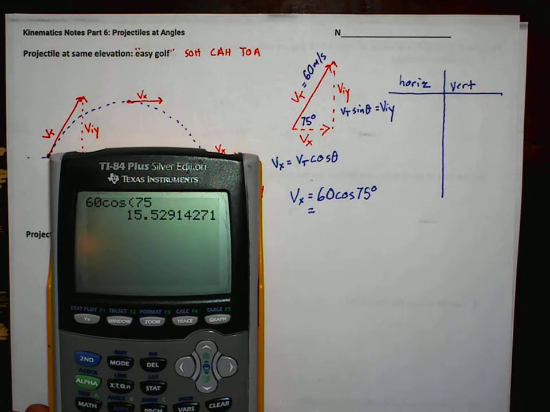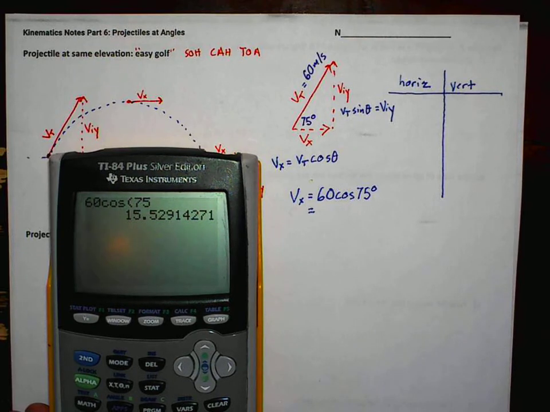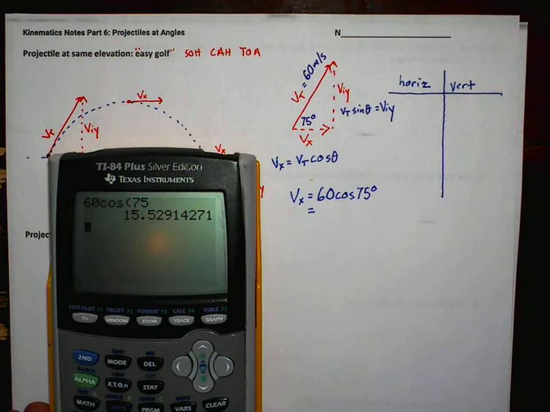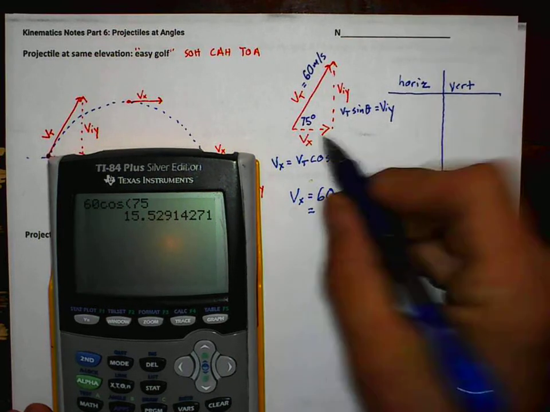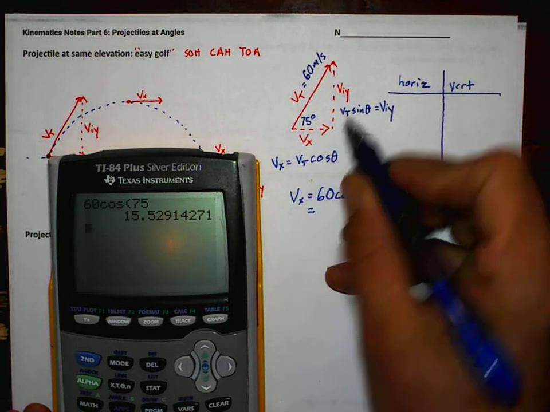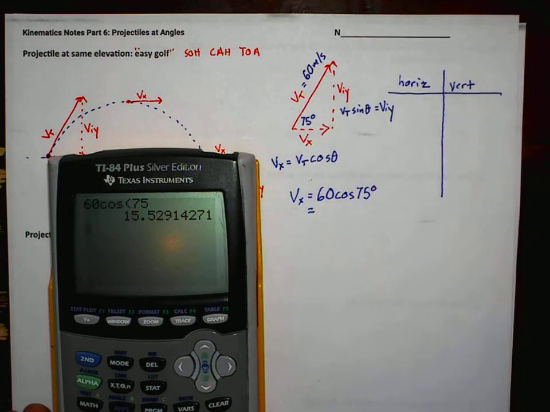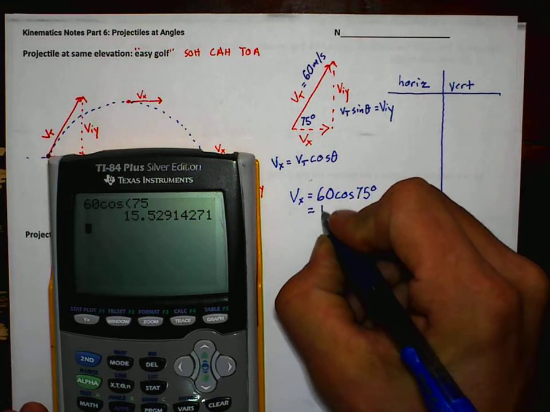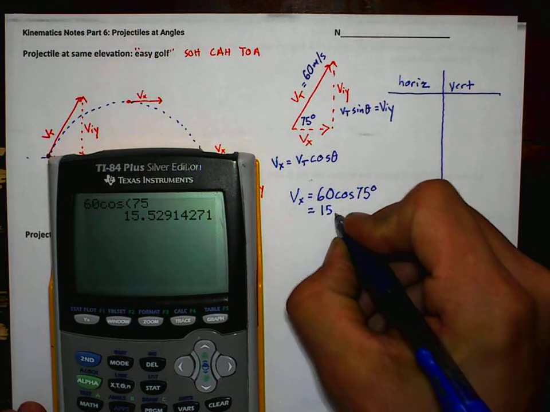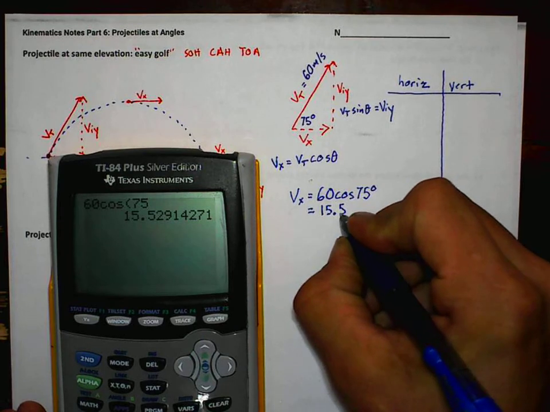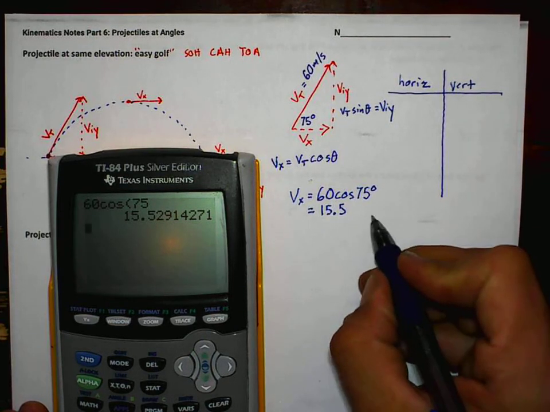And you notice that it's smaller than 60. The components, both x and y, always have to be smaller than the hypotenuse. If you get a number bigger than the hypotenuse, something's wrong. Okay, so I'm going to round this to 3 sig figs just for simplicity. On your test, you might want to keep 2 more sig figs. Okay, not round so much. And that's still meters per second.